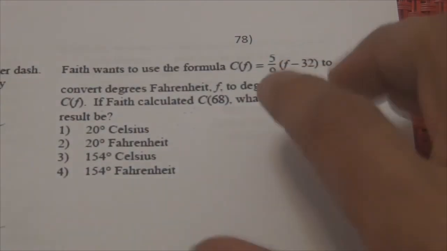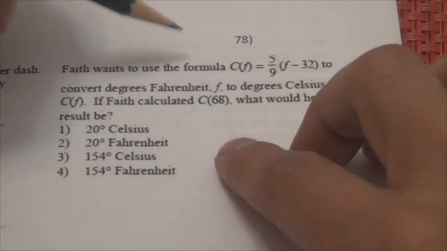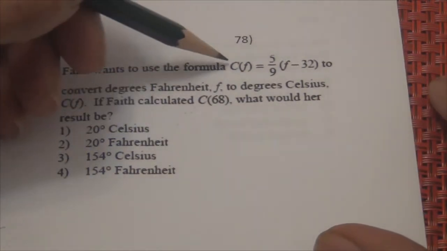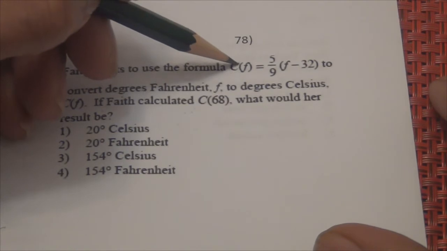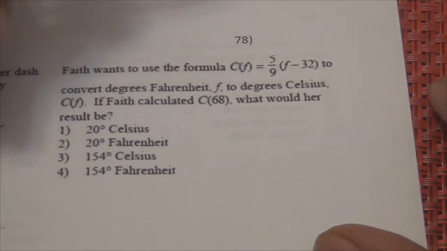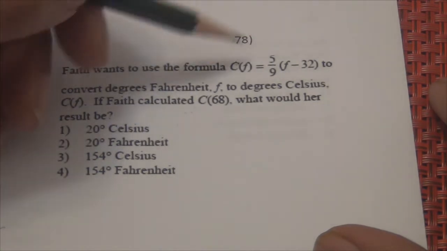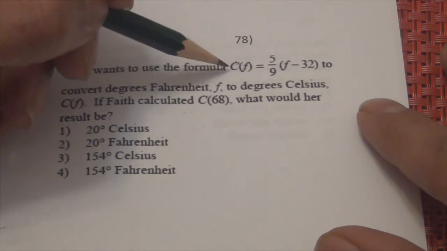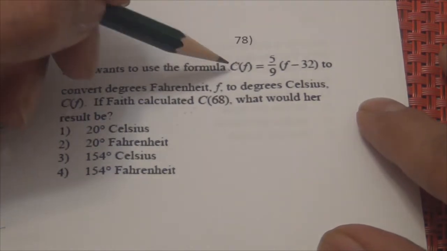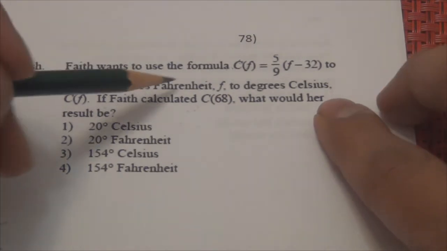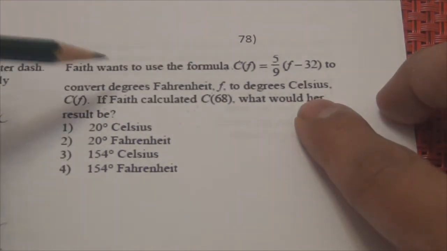Okay, let's do this problem. Faith wants to use the formula to convert Fahrenheit to Celsius. Look, C of F means that the Celsius is a function of the Fahrenheit. Celsius is a degree measure of temperature, Fahrenheit, the same thing. This is what we use in the United States, and I guess the rest of the world uses Celsius. So this is your formula.